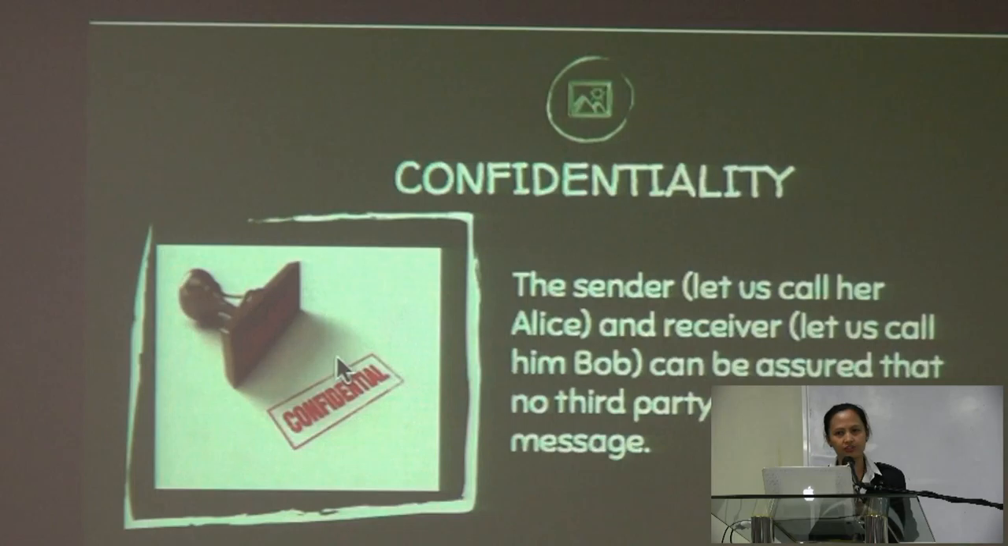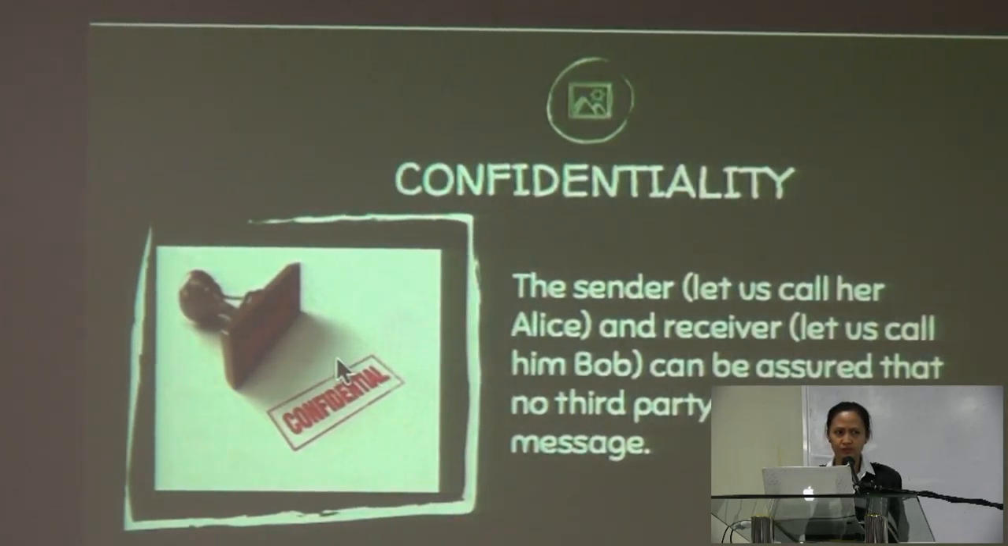We would actually want your students to really understand these objectives. So what I have there is the first objective, confidentiality. The sender, let us call her again Alice, and the receiver, again we call him Bob, can be assured that no third party can read the message. This is actually the usual known reason why we're doing encryption. You want your secret message to be unknown to anyone other than the receiver.